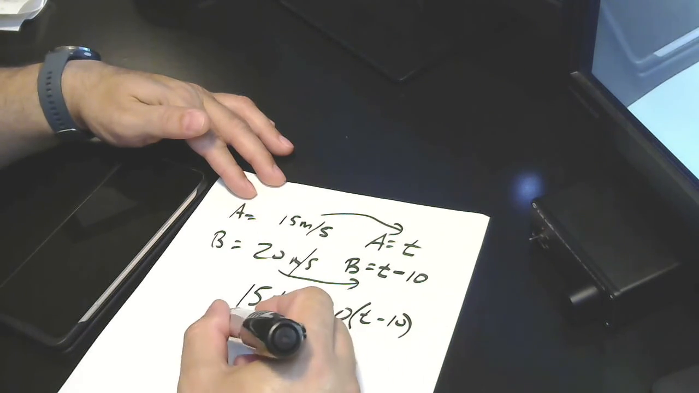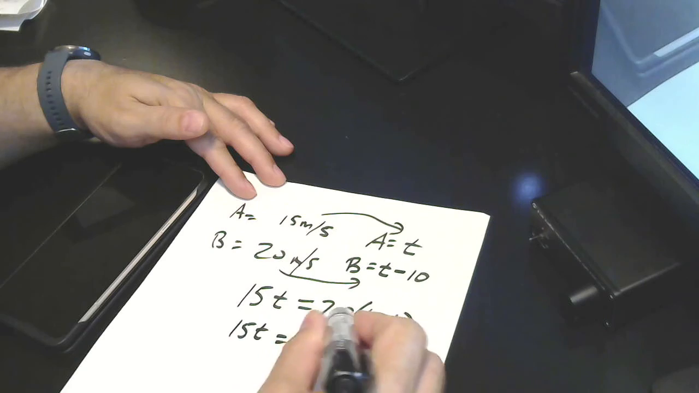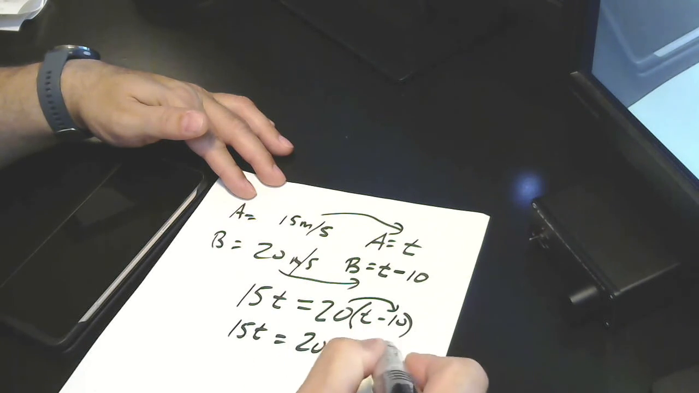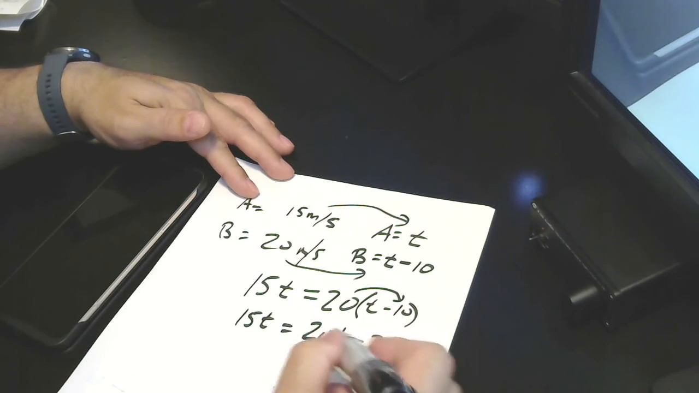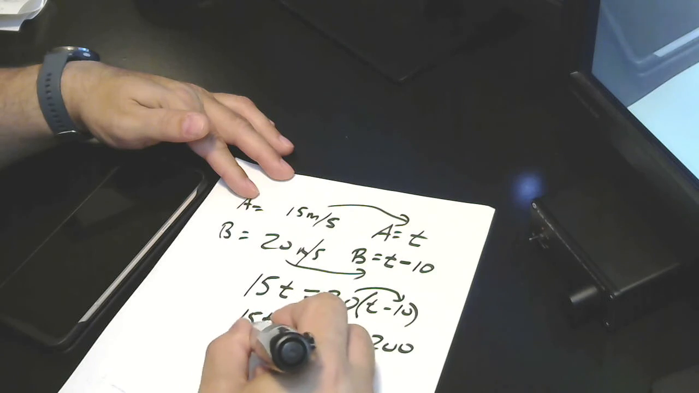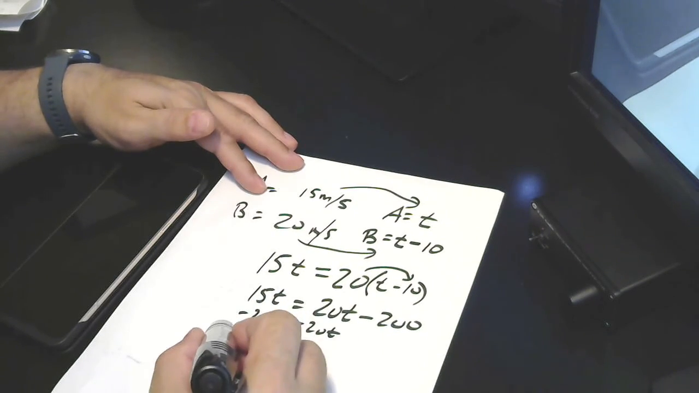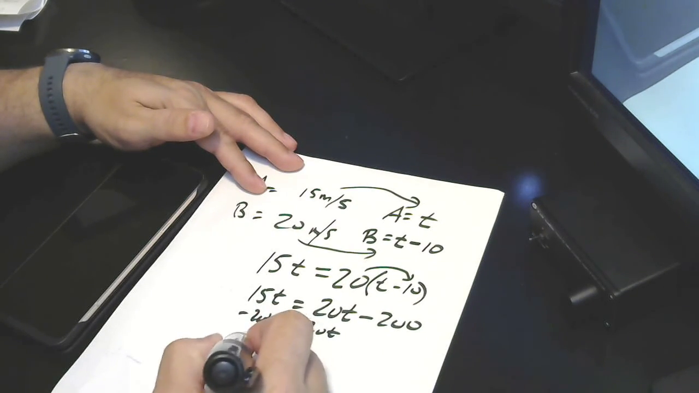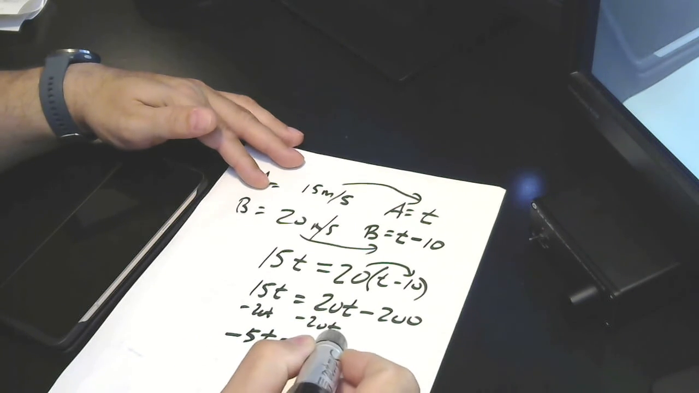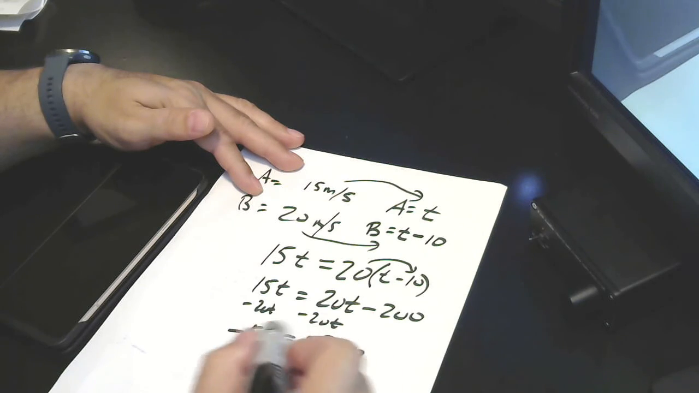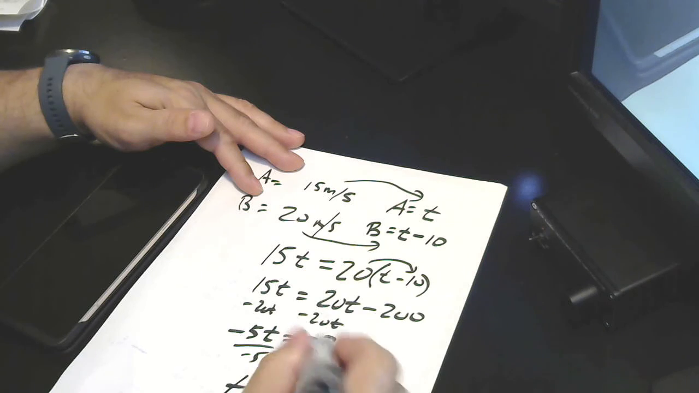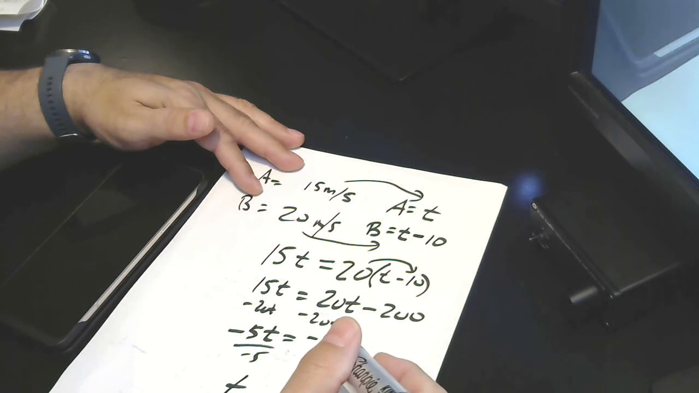So now you just distribute: 15t equals 20t minus 200. Then you isolate the terms. Subtract 20t from both sides, and you're left with negative 5t equals negative 200. Now just isolate the t. Divide by negative 5 on both sides, and you're left with t equals negative turned to a positive.